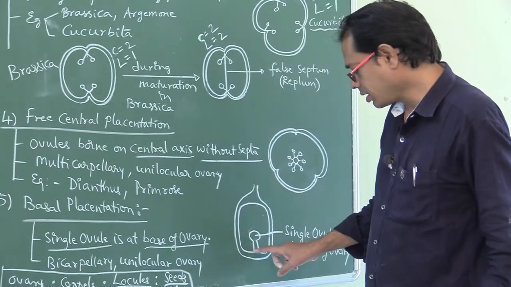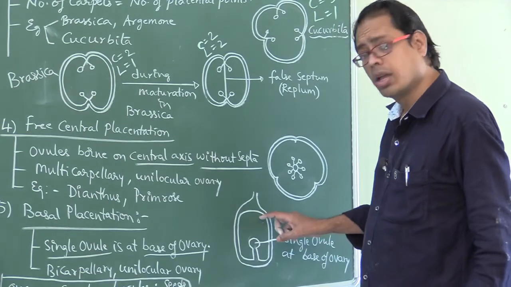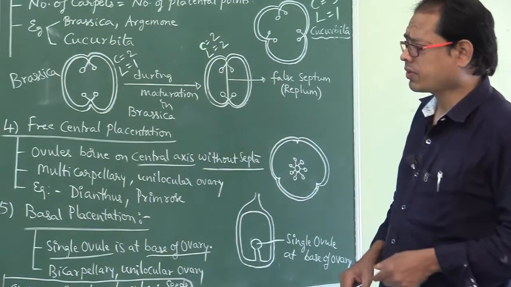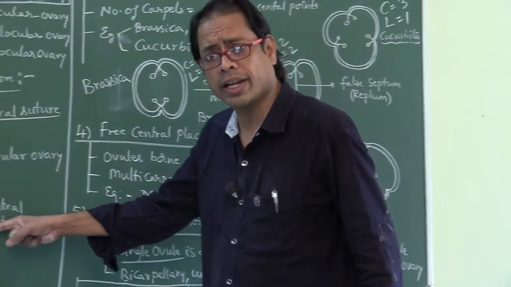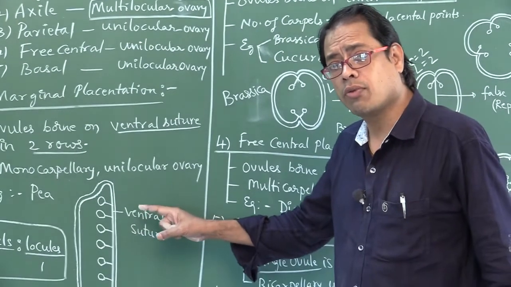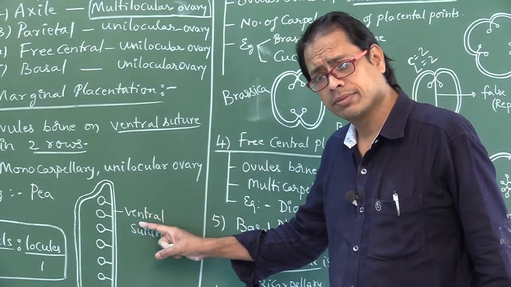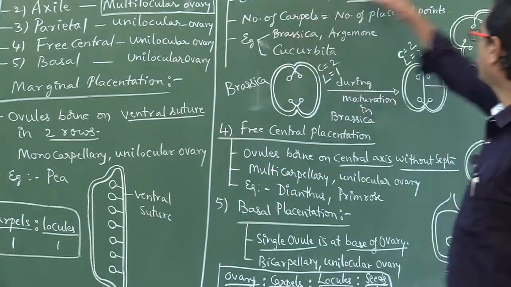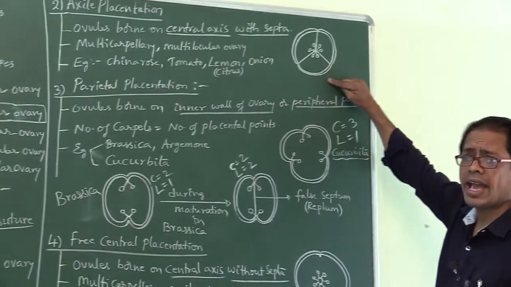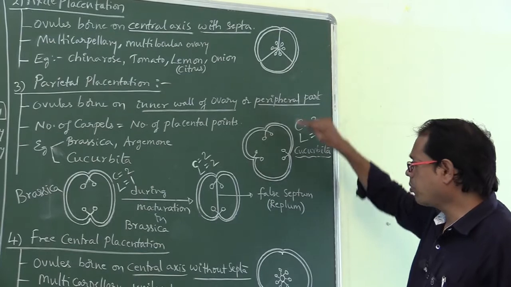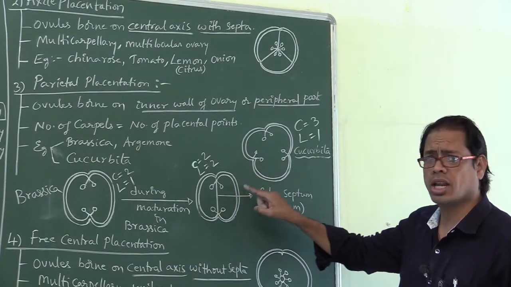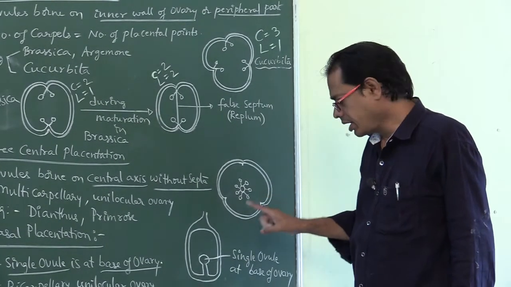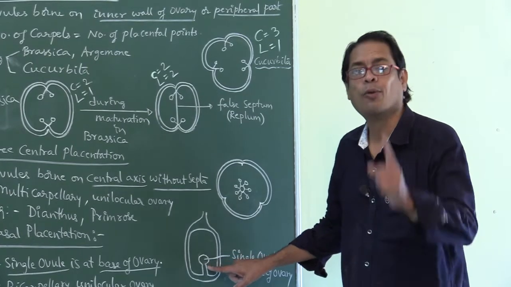Example, how many carpels? 1 carpel, this is second carpel. Bicarpellary syncarpous unilocular ovary. If you observe this, how many ovules do you find in marginal placentation? Many. Number of ovules in axial placentation, many. In parietal placentation, many. In free central placentation, many. In basal placentation, only 1.